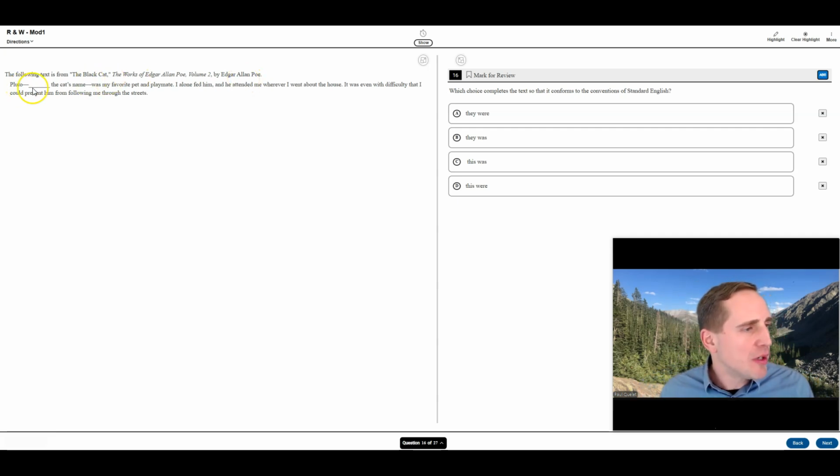So Pluto, and then we have the long end dash, blank, the cat's name, end dash, was my favorite pet and playmate. I alone fed him, and he attended to me wherever I went about the house. It was even with difficulty that I could prevent him from following me through the streets.